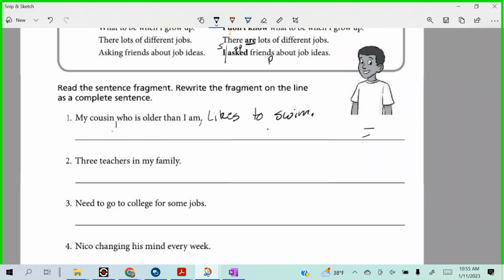Where's the subject and where's the predicate in this one, Vinny? Or go ahead, Bronwyn. My cousin. Subject. What's the predicate? No, the predicate is likes to swim, right? That's the predicate.